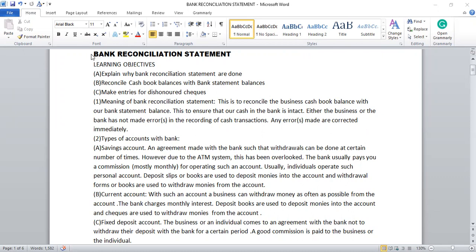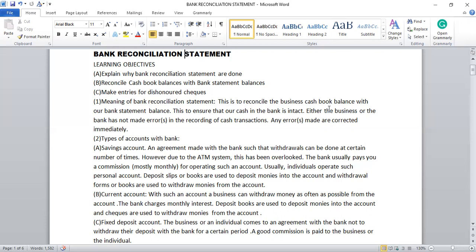So our topic is bank reconciliation statement. Our learning objectives: A, explain why bank reconciliation statements are done. B, reconcile cash book balances with bank statement balances. C, make entries for dishonored checks.